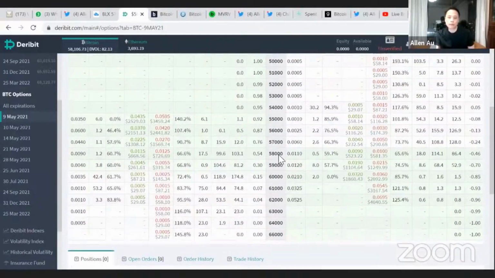And when the price drops below that level, it becomes a resistance again, kind of like your trend lines. That's how you read the open interest.